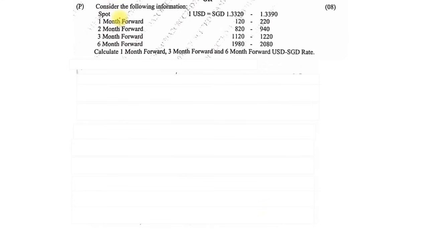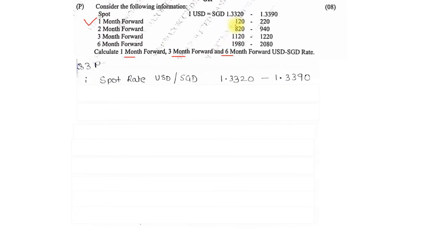Under question number 3P, they are giving you the spot rate USD to SGD. They are giving you 1 month, 2 month, 3 month and 6 months forward. Calculate 1 month forward, 3 month forward and 6 month forward of USD to SGD. A very, very simple sum. To start, we'll first start with the 1 month forward. The first step is always to note down the spot rate. Spot rate of USD to SGD is given as 1.3320 and 1.3390.